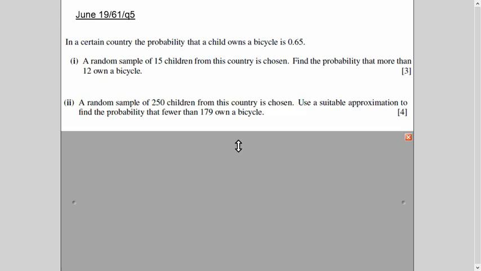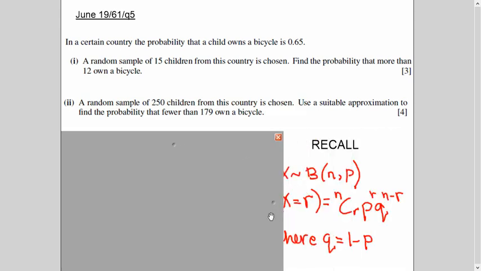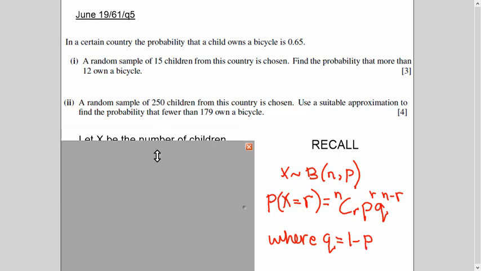So now, you always have to explain the parameters. We know that the binomial parameters are N and P, where N is the total number chosen, and P is the probability of success. Here, you are talking about children who own a bicycle. So what is the probability? 0.65. So the probability of success is 0.65. And this is the formula which will be given to you in the MF19, so you don't need to learn it by heart. We will apply this formula, and Q we know is 1 minus P, because P plus Q equals 1.